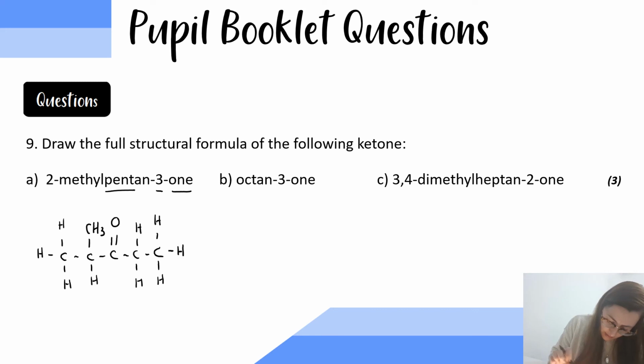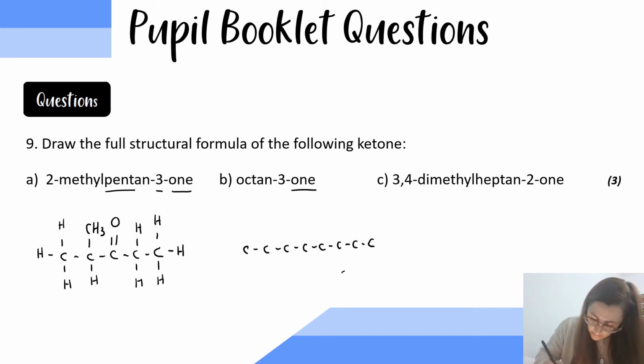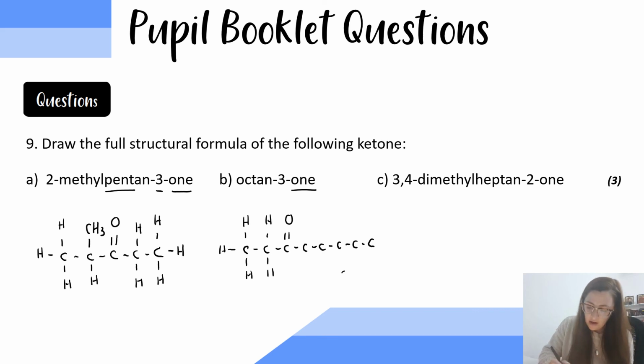For B, I've got octan-3-one, so 8 carbons. I've got my carbonyl group on, meaning I've got a ketone. Carbonyl group is on carbon 3. And I have nothing else in my molecule here, so I can just fill in my hydrogens, making sure every carbon has 4 bonds.